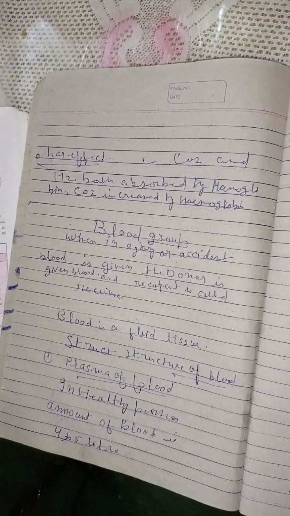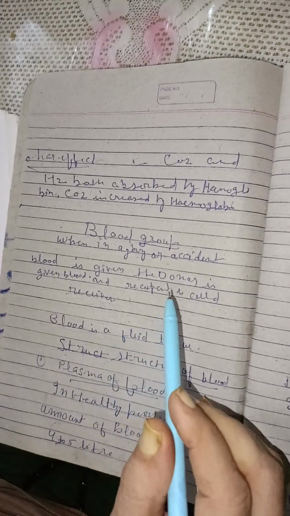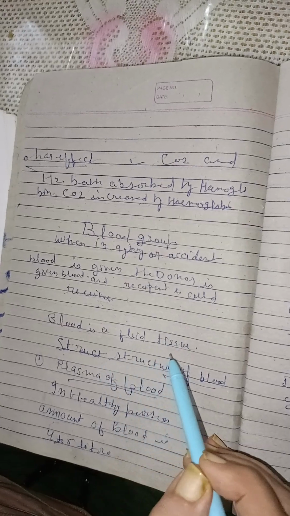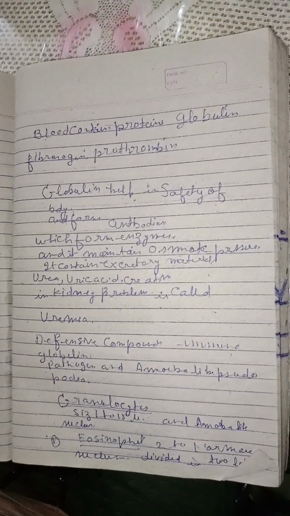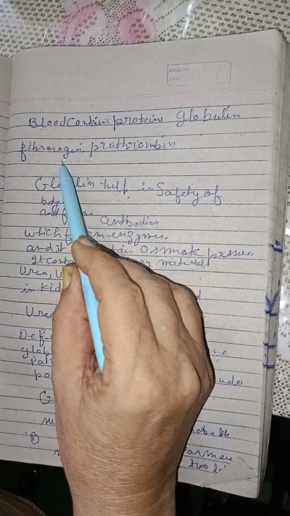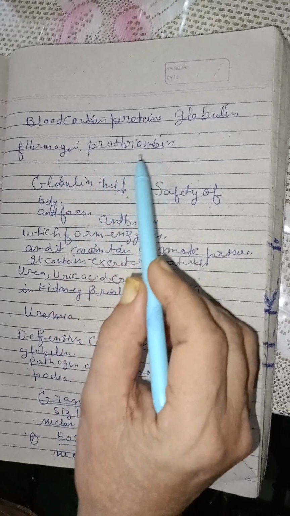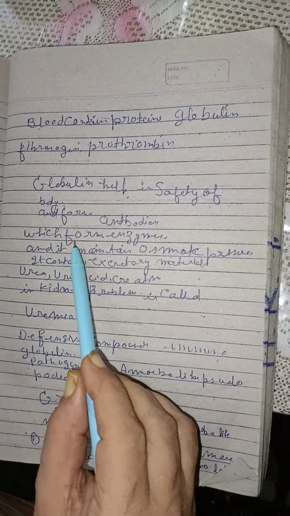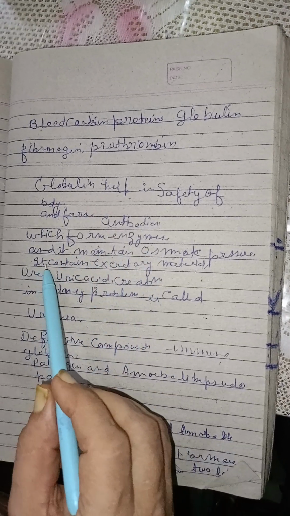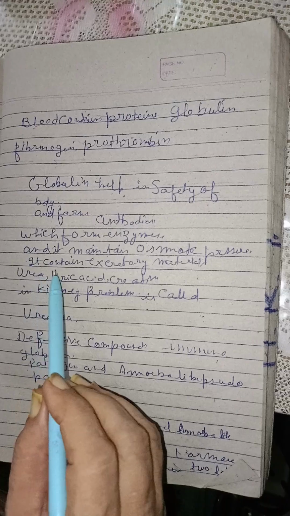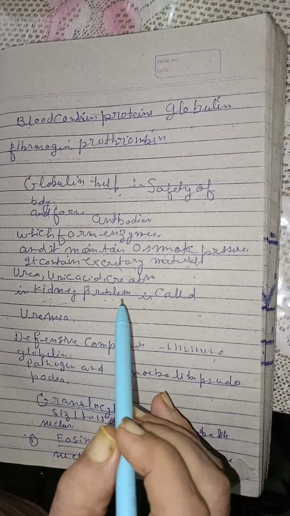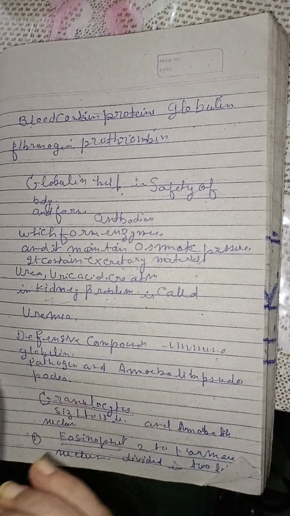Then blood groups. Blood groups are very important and they are generally asked in the examination. Blood contains protein, and it contains globulin, fibrinogen and prothrombin. Globulin helps in forming antibodies, which form enzymes and maintain the osmotic pressure, and the kidneys excrete uric acid and creatine; it is called urea.